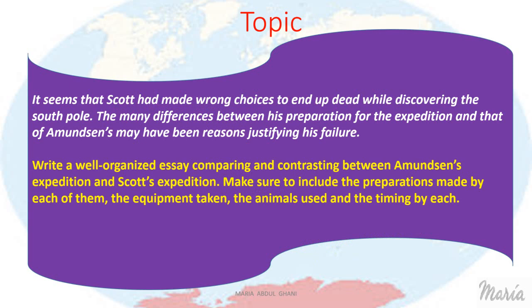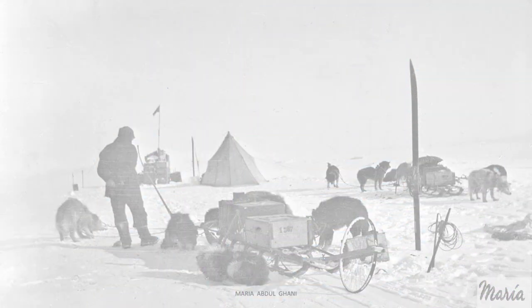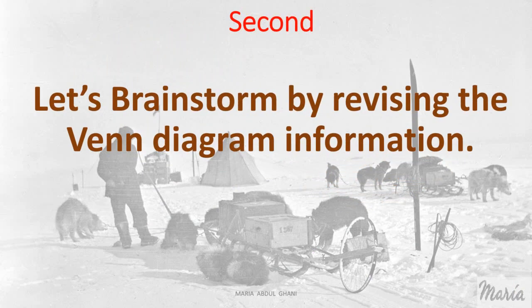Write a well-organized essay comparing and contrasting between Amundsen's expedition and Scott's expedition. Make sure to include the preparations made by each of them, the equipment taken, the animals used and the timing by each. Second, let's brainstorm by revising the Venn diagram information.